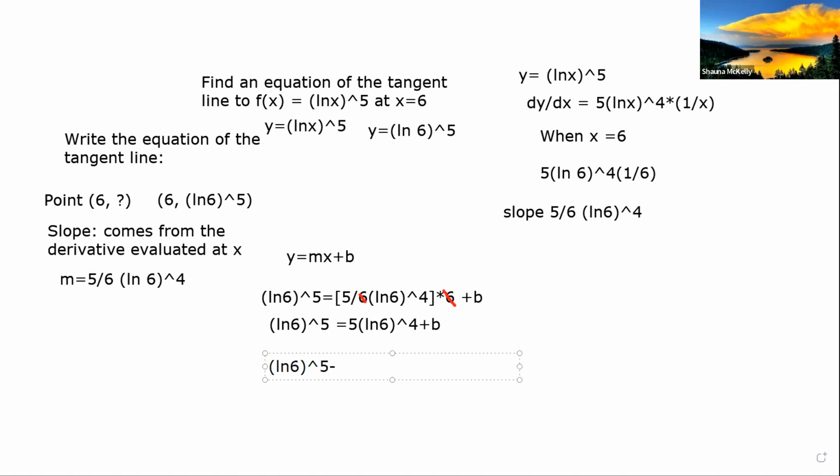minus 5 ln 6 to the 4th. Okay, so I haven't gotten a decimal approximation. I'm going to, but that's my b. Okay, so what I need to do now, if you remember, let me come back to it.